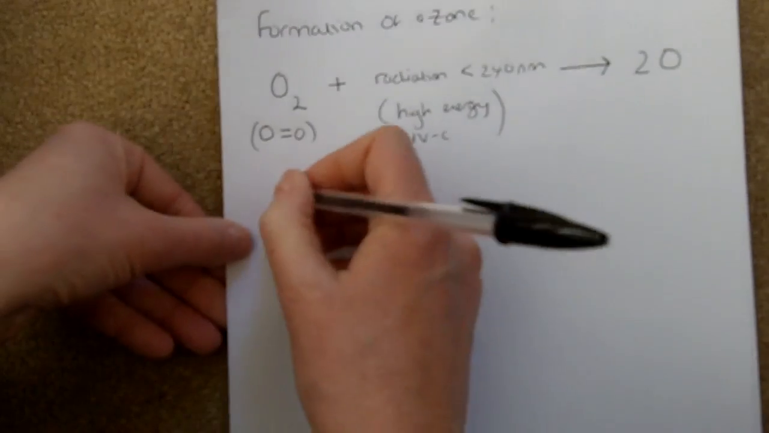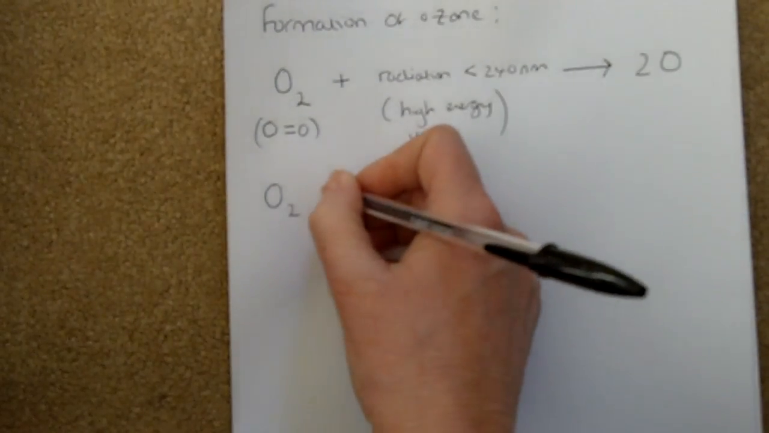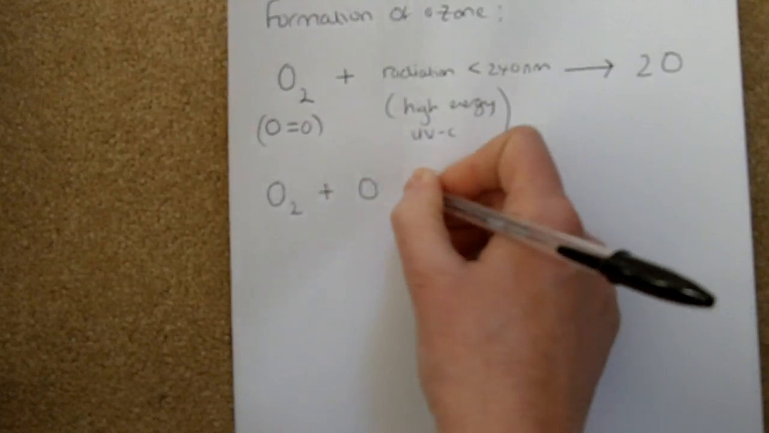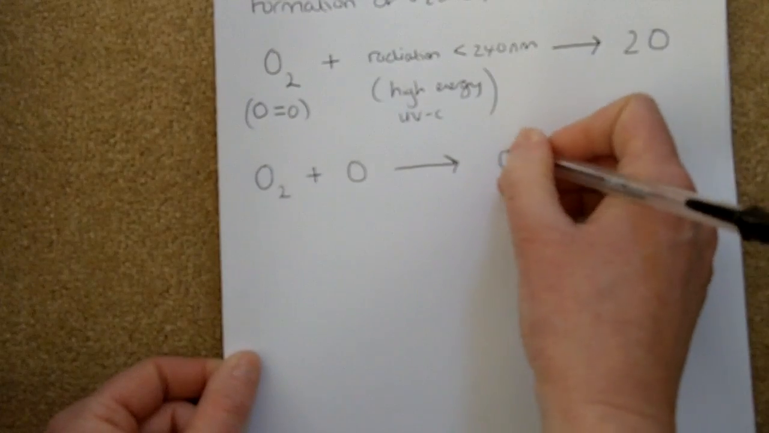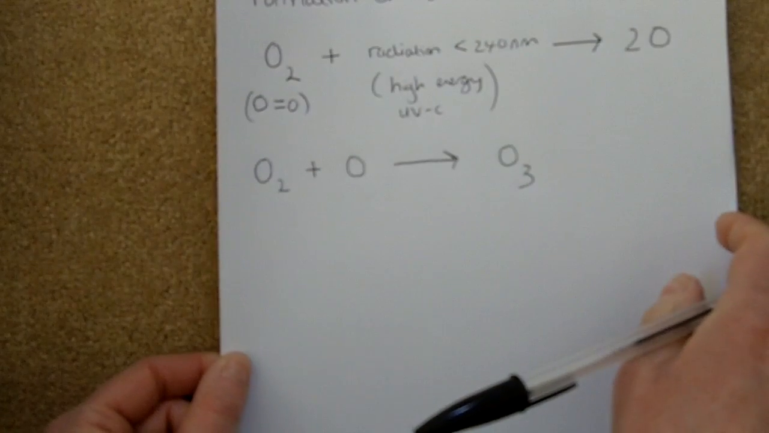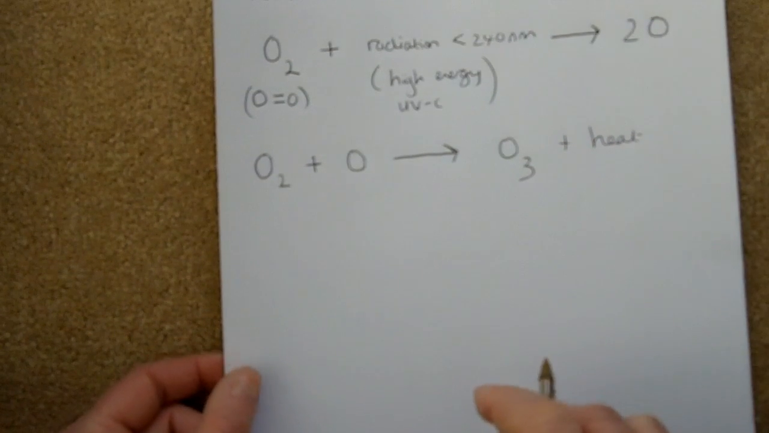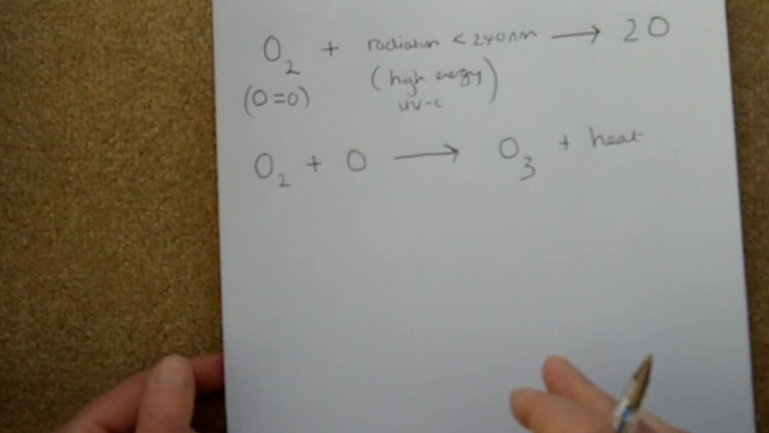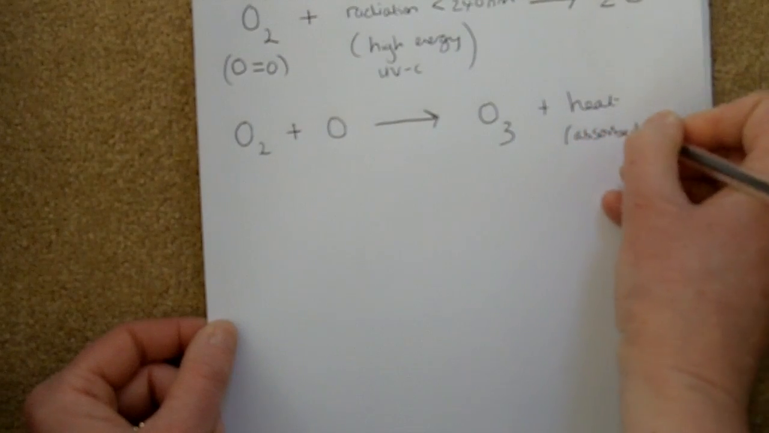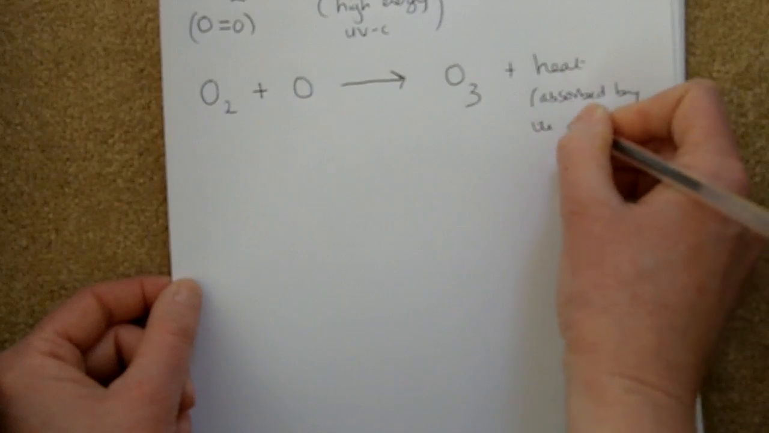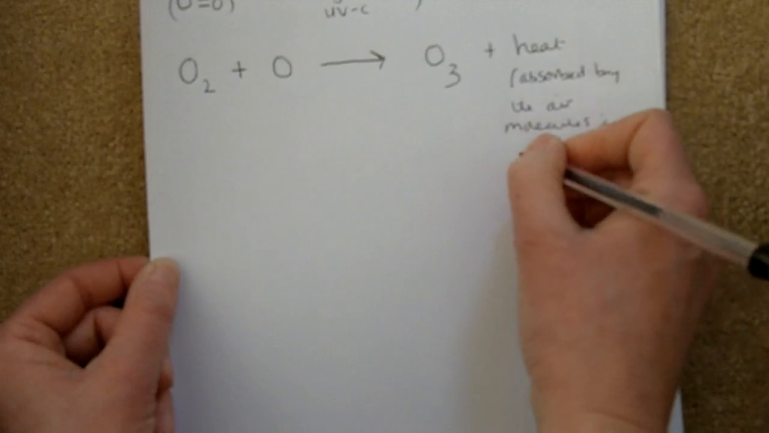And then the second step is that another oxygen molecule and an oxygen atom are going to join together to make what? To make the ozone. This is how ozone is made in the atmosphere. Also, it releases heat, which is absorbed by the air molecules in the stratosphere.